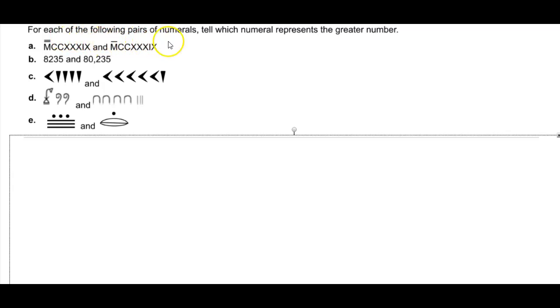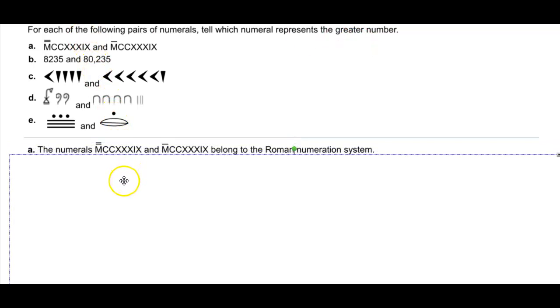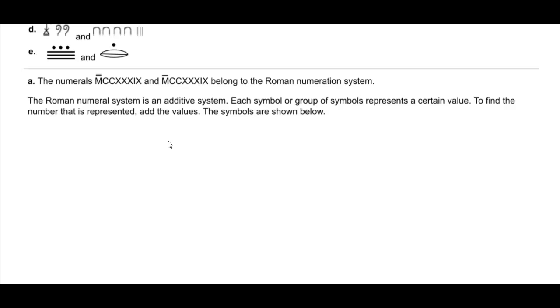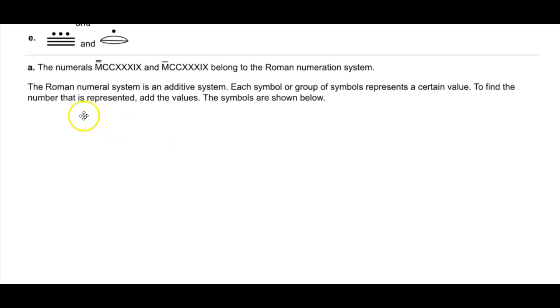For each of the following pairs of numerals, tell which numeral represents the greater number. So for part A, we can see that these symbols for these two numerals belong to the Roman numeration system. Now, the Roman numeral system is an additive system. Each symbol or group of symbols represents a certain value. To find the number that is represented, we're going to add the values.